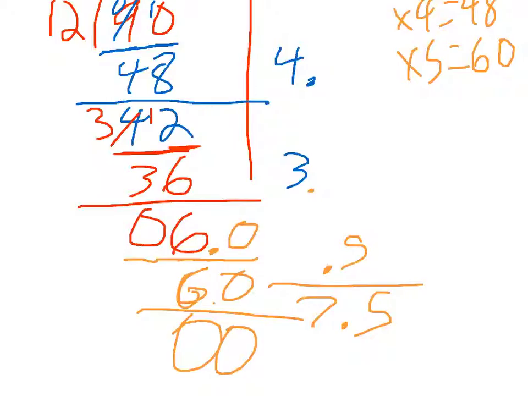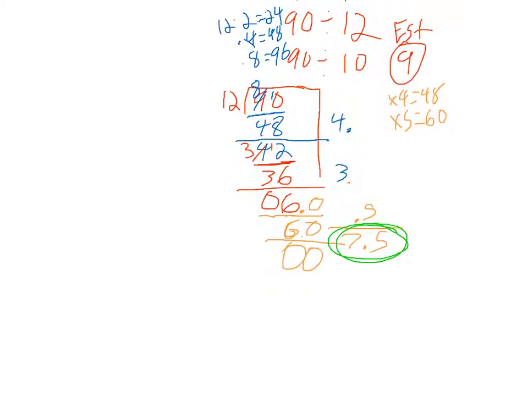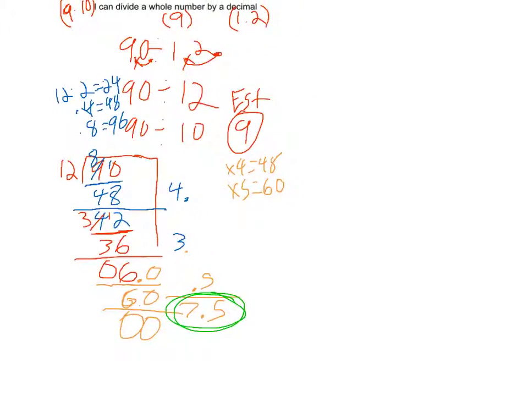7.5 is our answer. And then the last step that I like to do is to check with our estimate. If I zoom out a little bit, you can see that our estimate was 9 and our answer was 7.5. So is it a reasonable answer? Yeah, it's pretty close. So I'm not going to go any farther because my answer is reasonable. Now if I would have gotten 75 for my answer, that would not be close to 9. So then I might go back and check my work. But since I got a reasonable answer, I'm going to go ahead and say that's good.